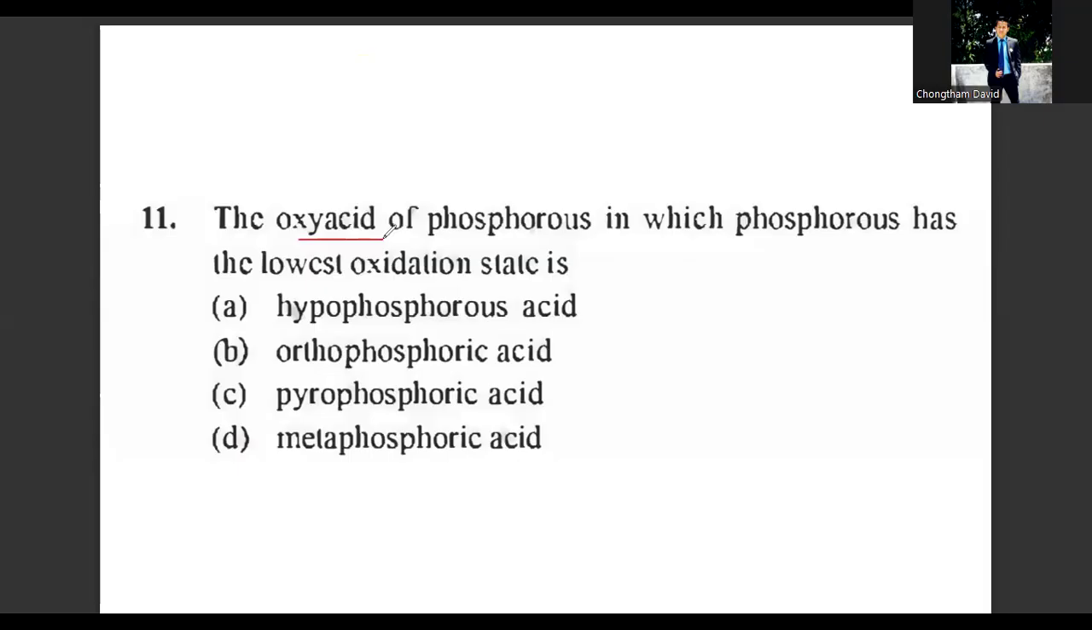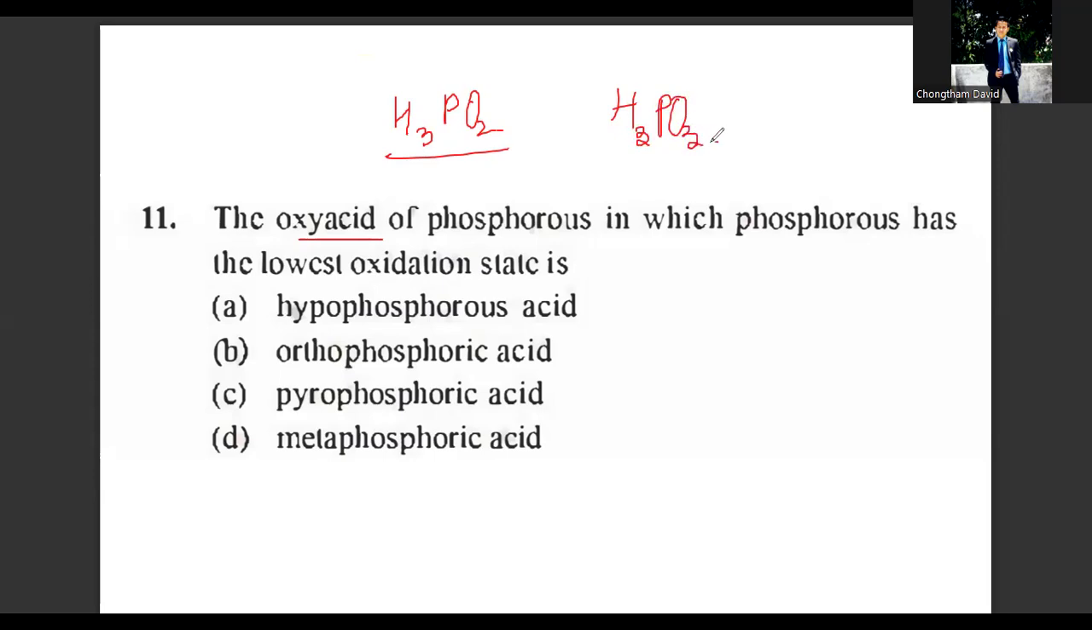I have already explained to you before what are oxy acids, right? Acids containing oxygen atom. So this oxy acids of phosphorus, in which phosphorus has the lowest oxidation state, we've done this before, it would be hypophosphorus acid. You know the formula of hypophosphorus acid? H3PO2. Hypo.